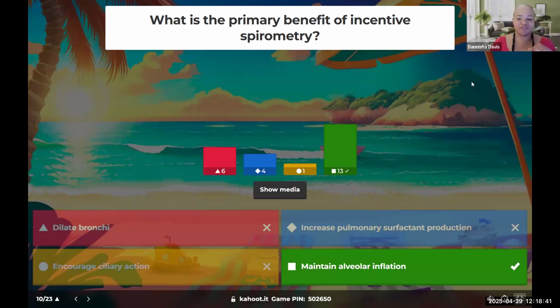Right? We want to prevent atelectasis. Atelectasis happens when those alveoli collapse, right? So that's the reason for an incentive spirometer. We want to keep the alveoli open.